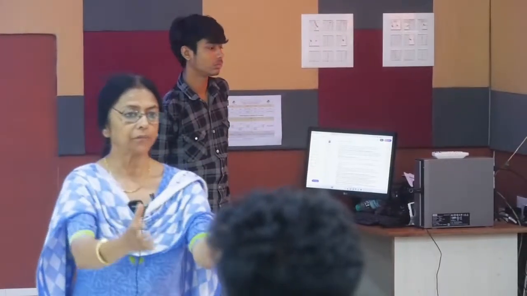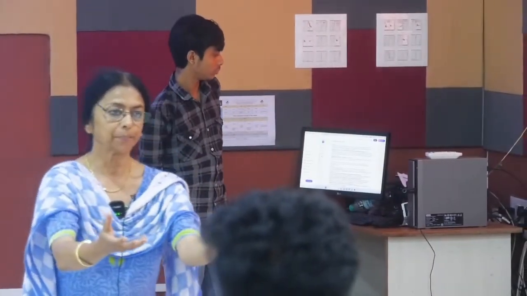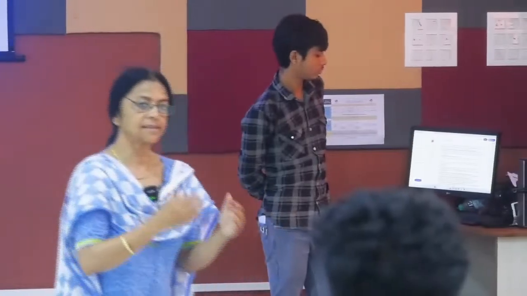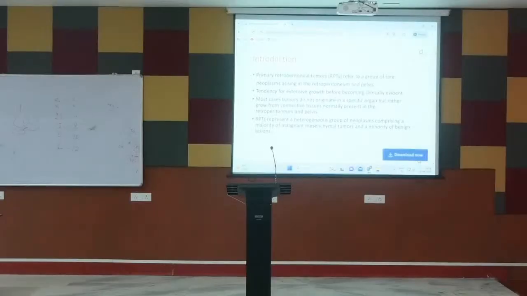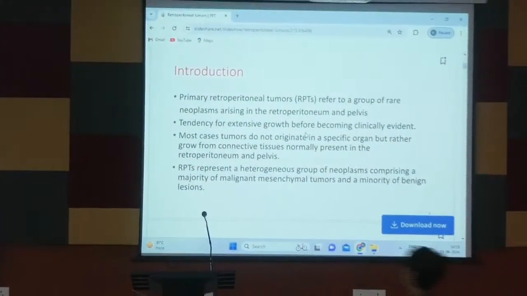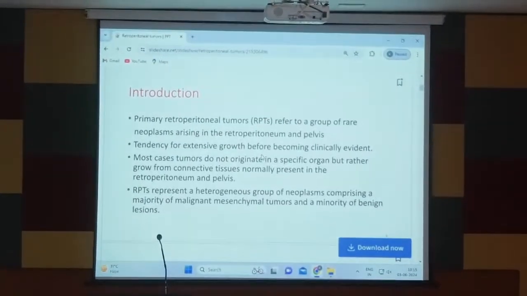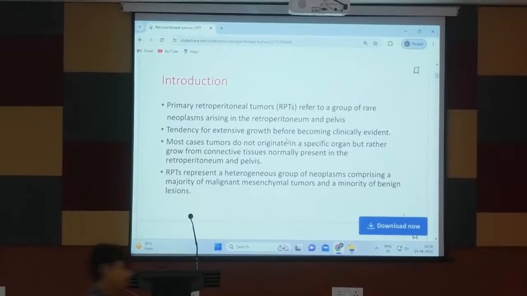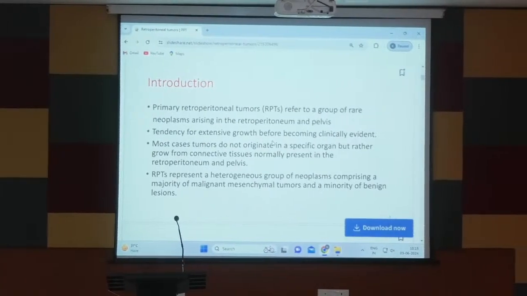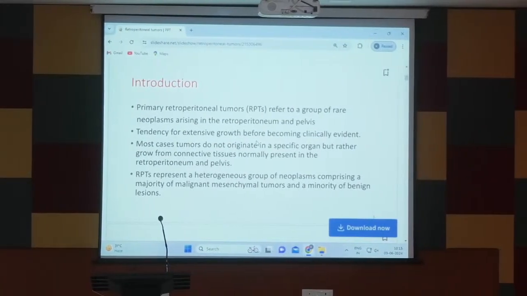When you study bones, you will come across Ewing's. But it is my duty to tell you about Ewing's sarcoma. It is also a retroperitoneal tumor. So to create an interest is very difficult on my part, and it is even harder for you to understand and get interested. There are rare neoplasms arising in the retroperitoneum and pelvis. Pelvic organs are retroperitoneal: you have seen the rectum portion, the bladder portions, the ureters. So tumors can arise from all these.